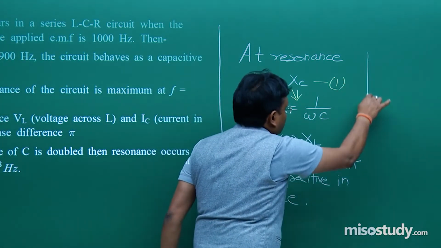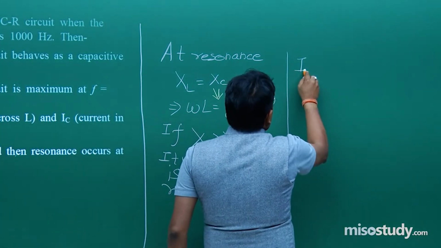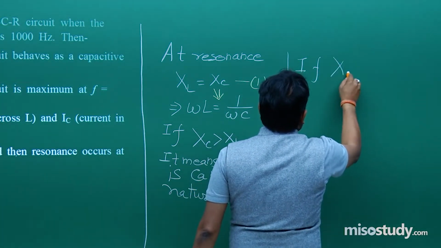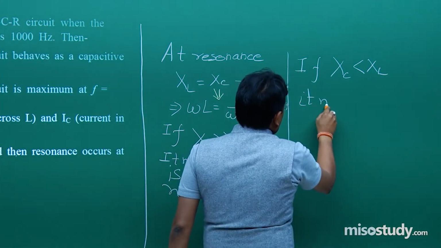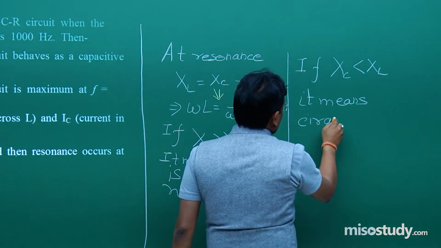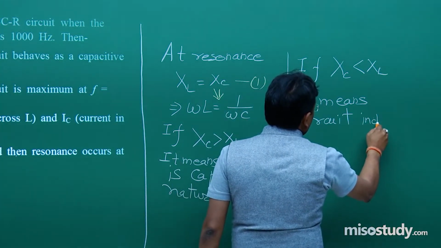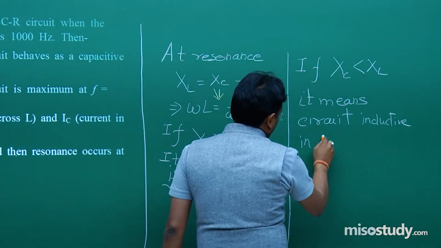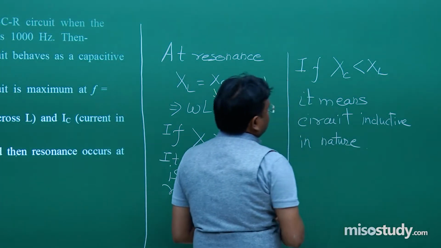Second situation is, if XC is less than XL, it means circuit is inductive in nature. Okay, circuit is inductive in nature.